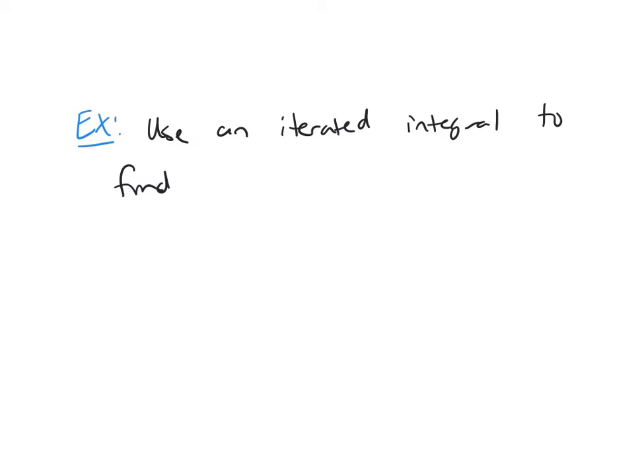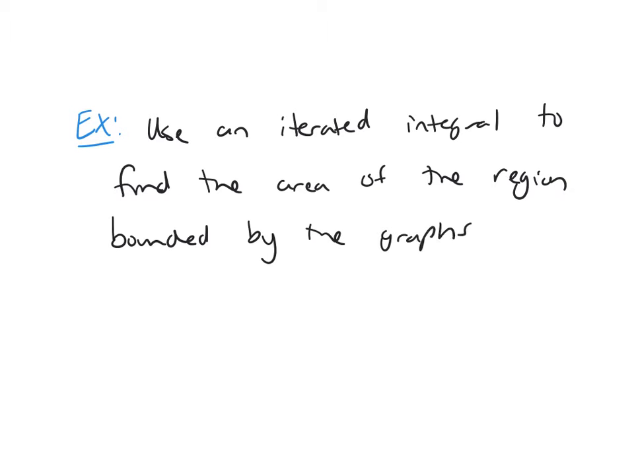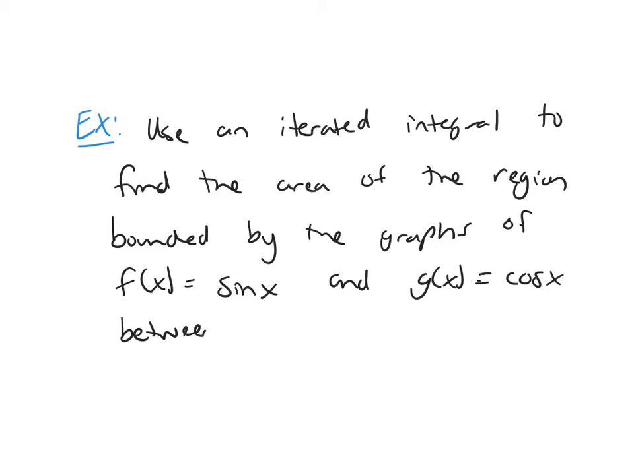So let's look at another example here. Let's use an iterated integral to find the area of the region bounded by the graphs of f of x equals sine x and g of x equals cosine x between x equals pi over 4 and x equals 5 pi over 4.